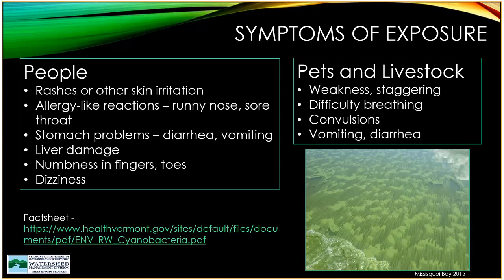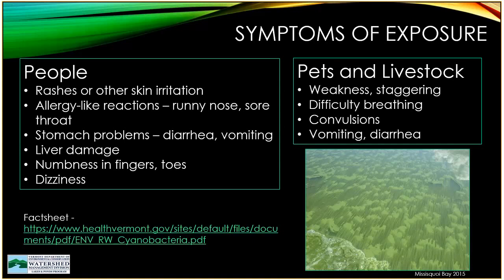Pets and livestock are more likely to be seriously affected. Every year, it's happened already now in 2020, every year I read stories of dogs that have died as a result of drinking water containing cyanobacteria or eating cyanobacteria material that's washed up on the shore or is floating in the water. Symptoms of exposure in animals include weakness and staggering, difficulty breathing, convulsions, vomiting, and diarrhea. And as I said, often in dogs in particular, it can lead to death.